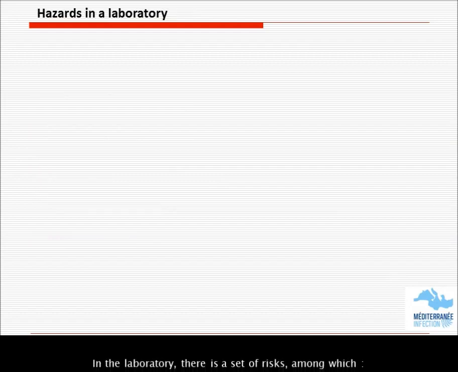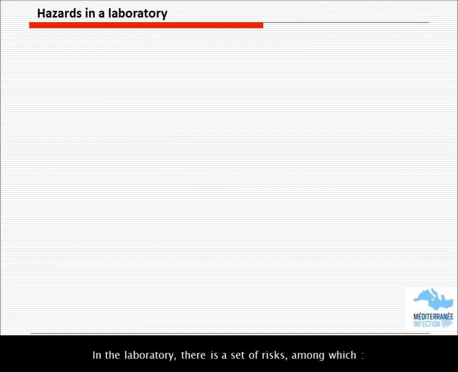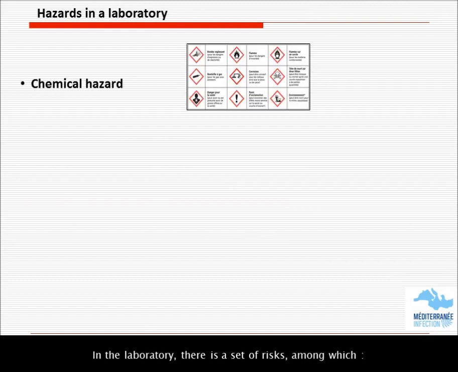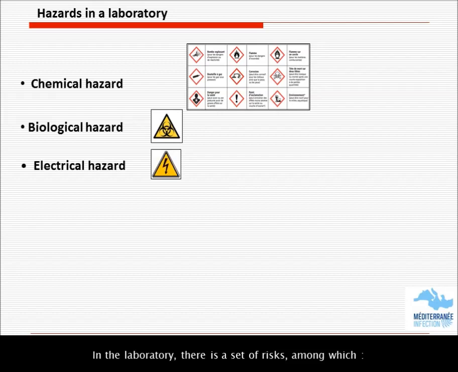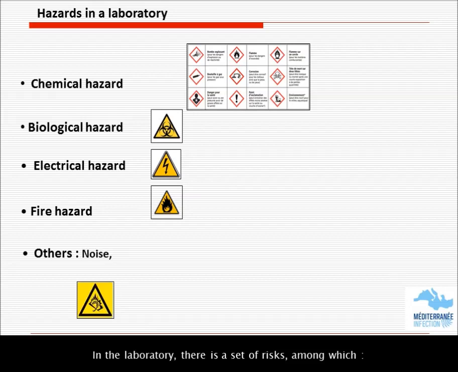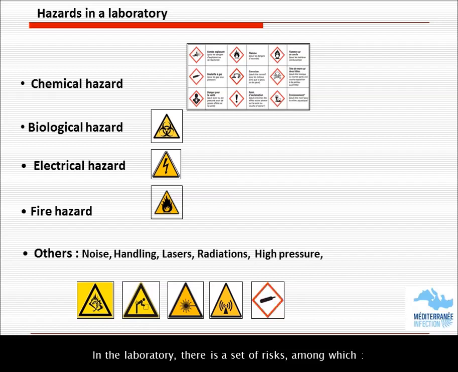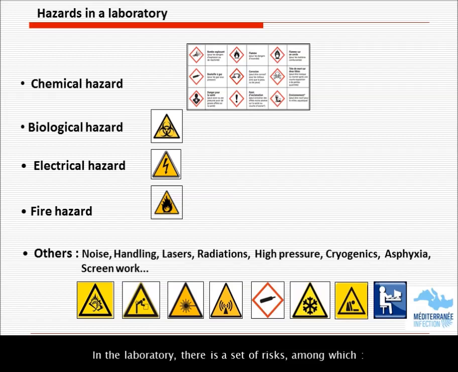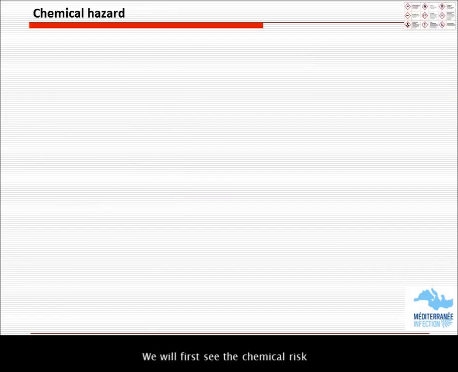In the laboratory, there is a set of risks, among which chemical hazard, biological hazard, electrical hazard, fire hazard, and other risks like noise, handling, lasers, radiation, high pressure, cryogenics, asphyxia, screen work, and so on. Note that each risk is symbolized by a pictogram. We will first see the chemical hazard.